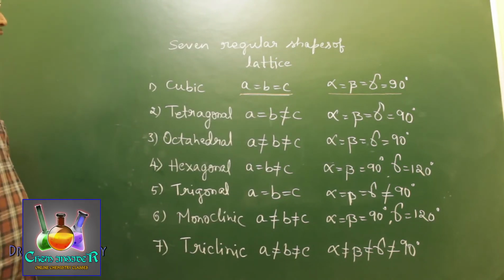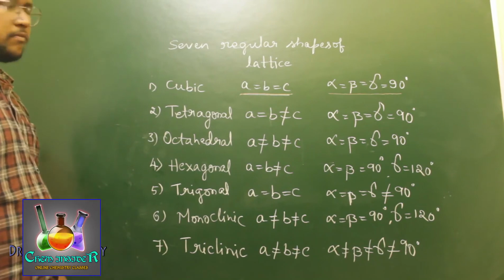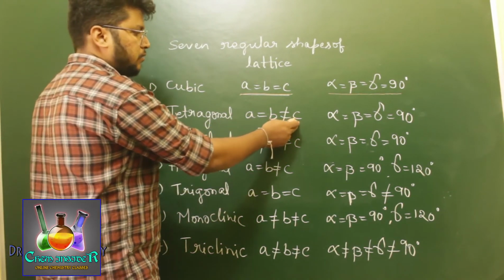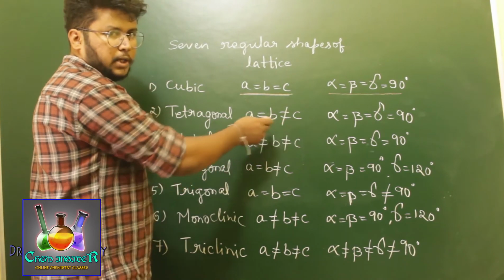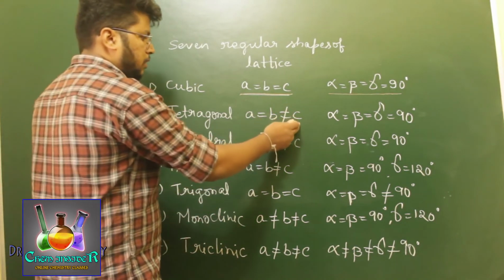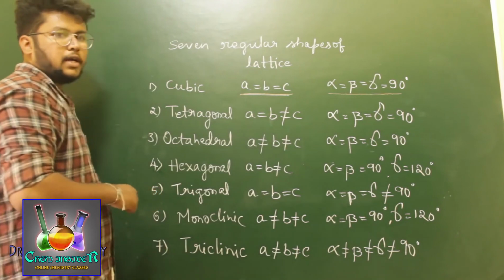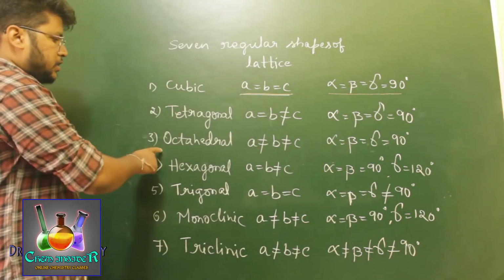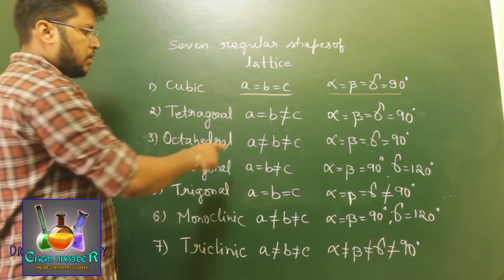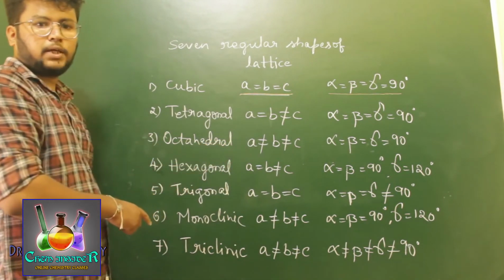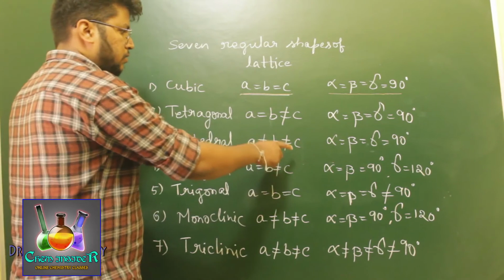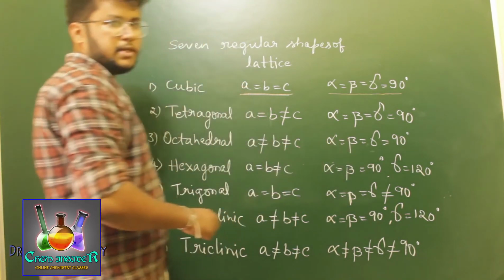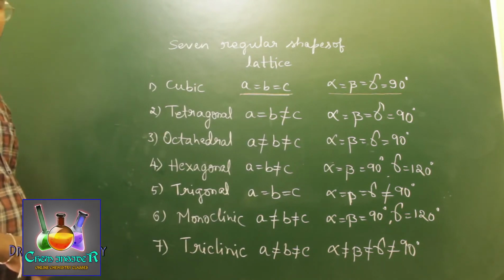Okay. And next for the tetragonal, we have a equal to b, but c will not be equal to either a or b. And the angles alpha, beta, gamma will be 90 degrees again. In the third case, octahedral, a will not be equal to b and b will not be equal to c, but their angles alpha, beta, gamma will be similar and it will be 90 degrees again.